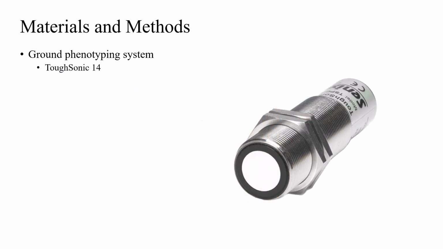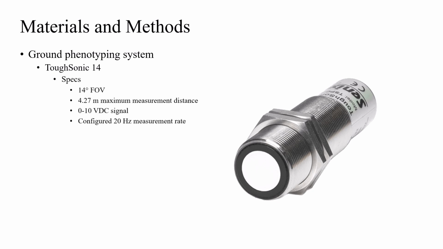The ultrasonic sensor employed in the phenotyping system was the Ultrasonic 14 from Senix. It had a 14-degree field of view, a maximum measurement distance of 4.27 meters, output a 0 to 10 VDC signal, and was configured with a 20 Hz measurement rate.